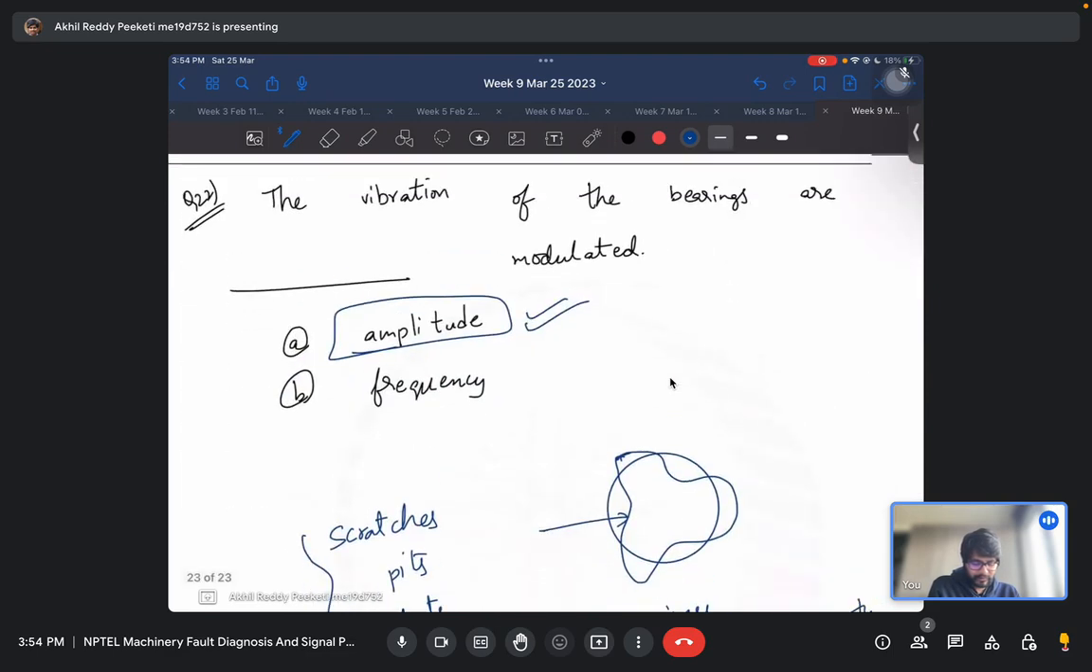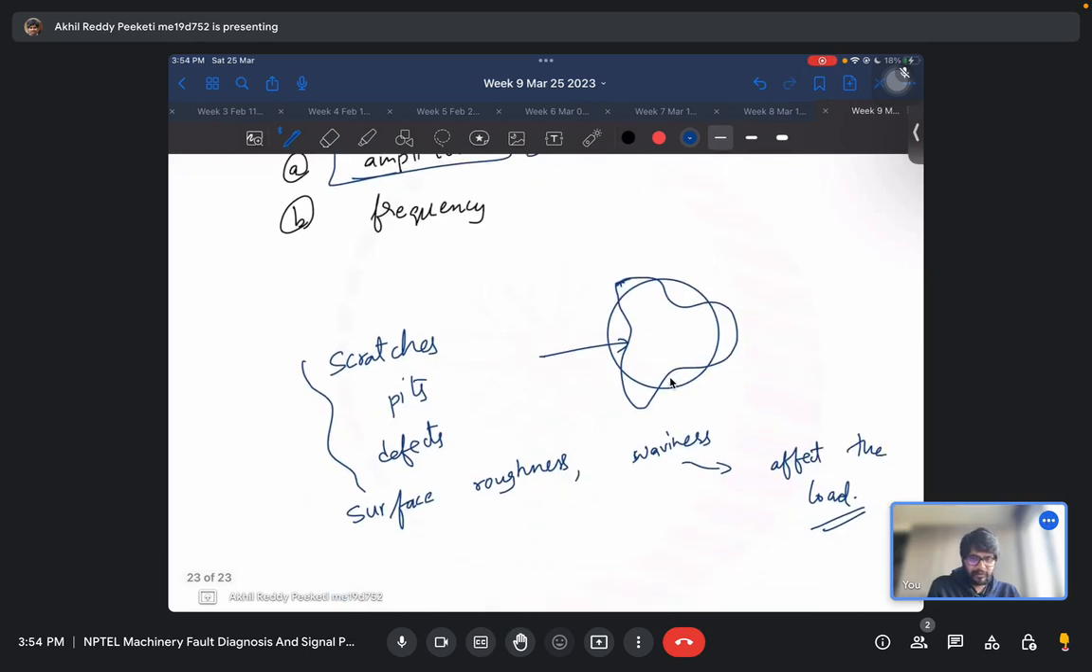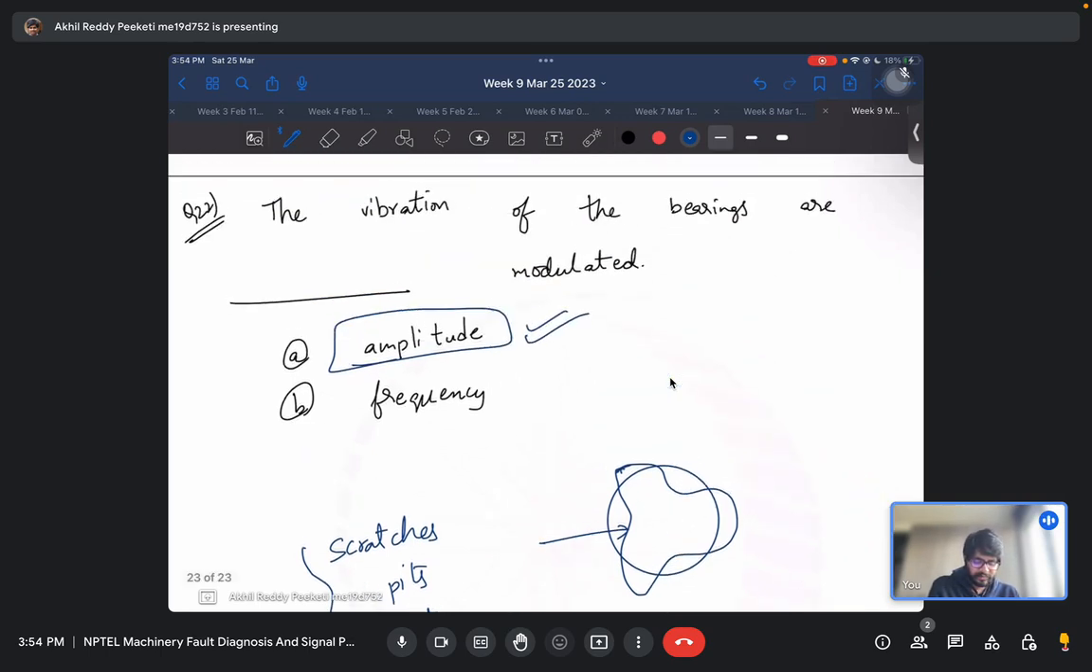Next, the vibrations of the bearings are usually amplitude modulated due to the variations in load, due to scratches or pits or defects like surface roughness and waviness, which would affect the load. So it's usually amplitude modulated.